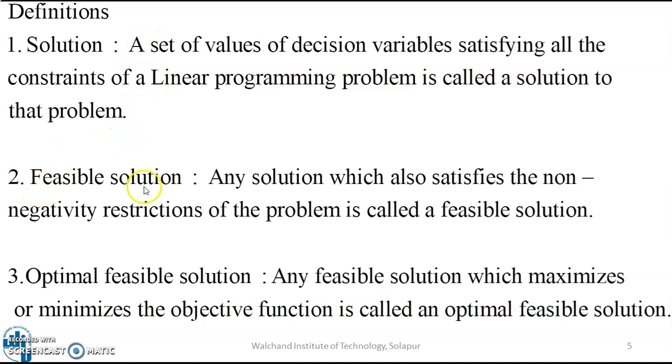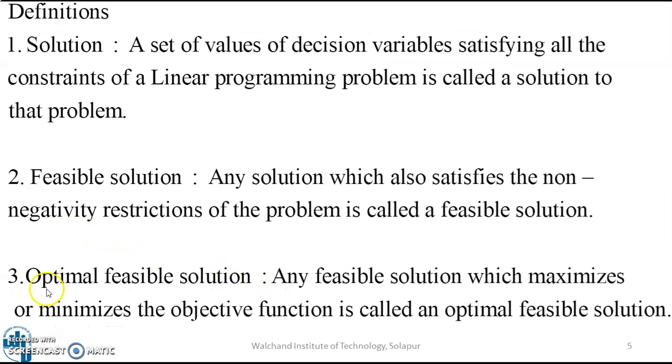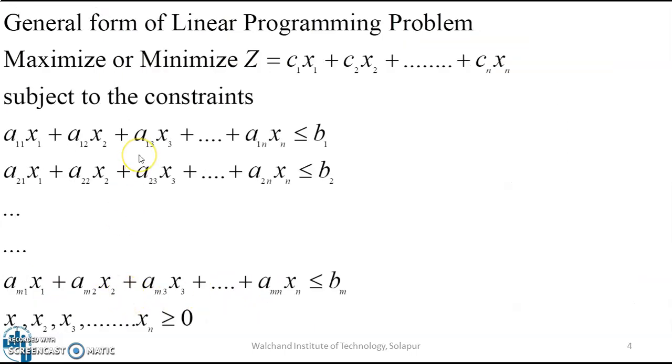Now, what is a feasible solution? A solution is said to be feasible if it satisfies one more additional restriction, that all the numbers x1, x2, xn are non-negative. And one more definition is the optimal feasible solution. A feasible solution is said to be optimal when that set of n numbers maximizes or minimizes this objective function.